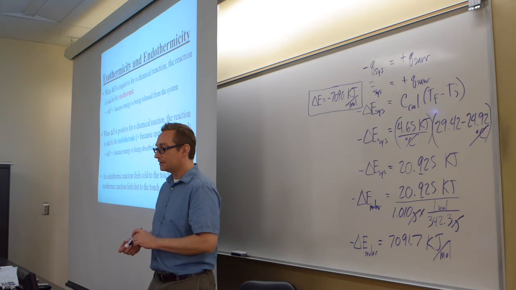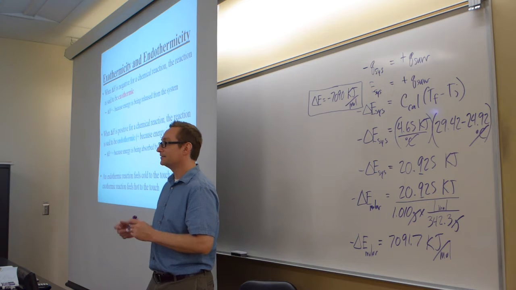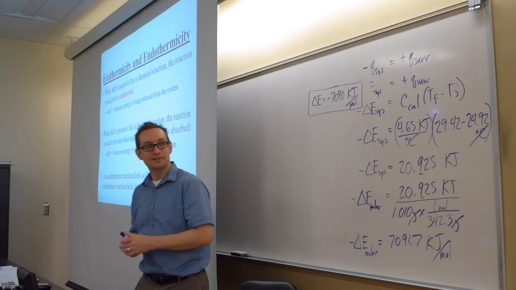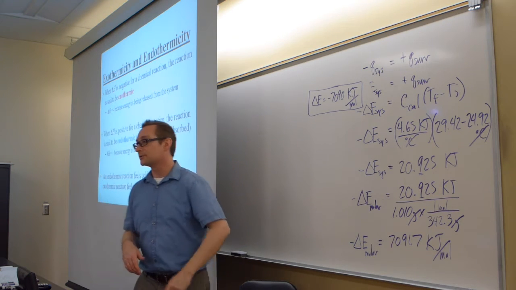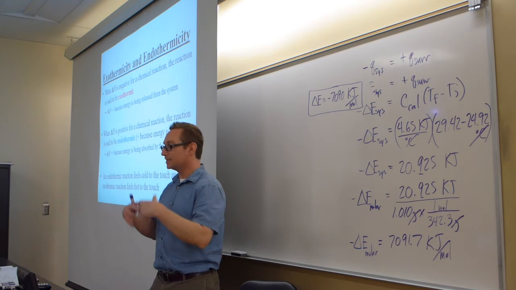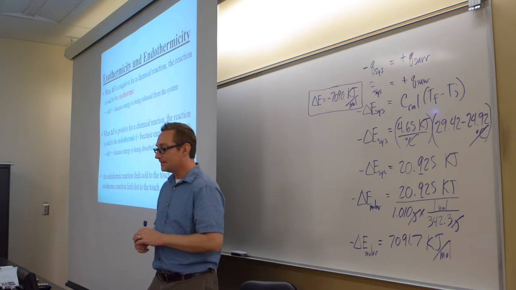If you have a delta H with a negative sign, it means that energy is released. It means it's exothermic. This example, actually both of these examples, were exothermic processes. Right? The energy is released. They feel hot to the touch.